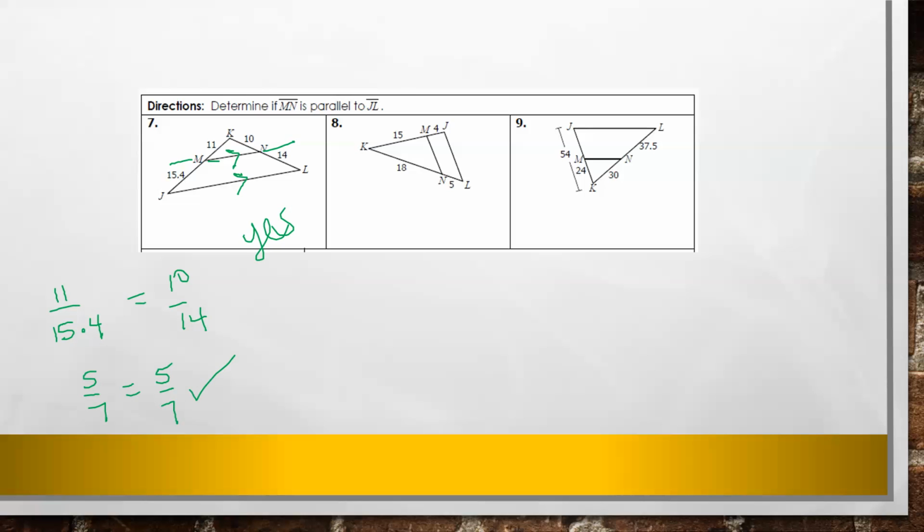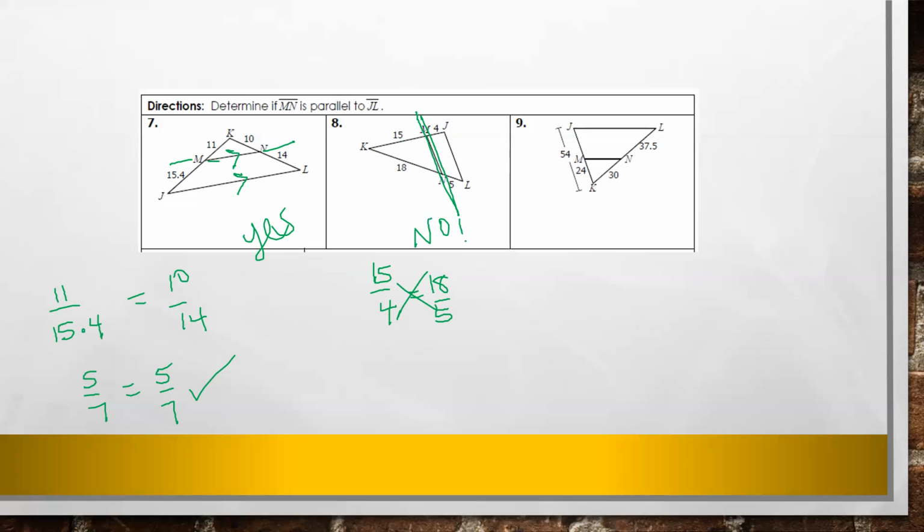Looking at number 8, I want to know, is MN going to be parallel to JL? So think of MN as your fraction bar. 15 would go to 4 and 18 to 5. And we'll reduce those fractions. 15/4, well, that doesn't reduce, it's still 15/4. And 18/5, it doesn't reduce either. Now these aren't the same fraction. So these would not be parallel. Okay? So they'll be parallel if the sides are split proportionally, not parallel if the sides are not split proportionally.